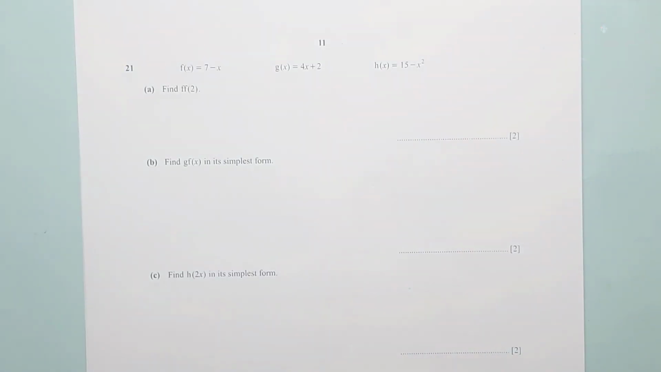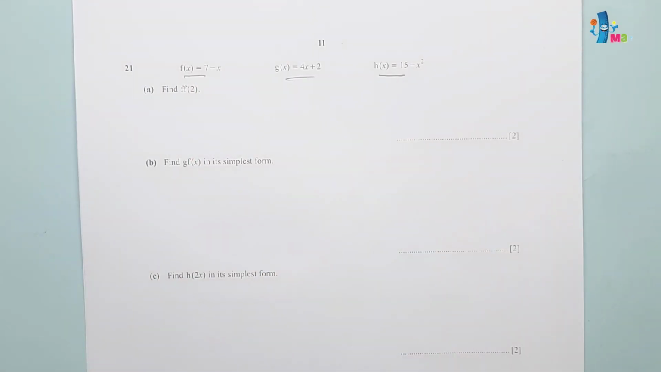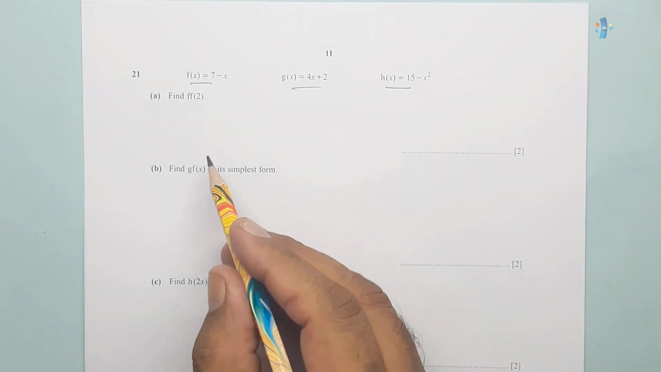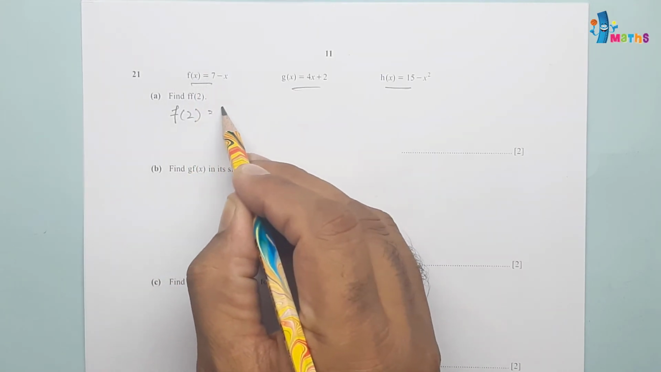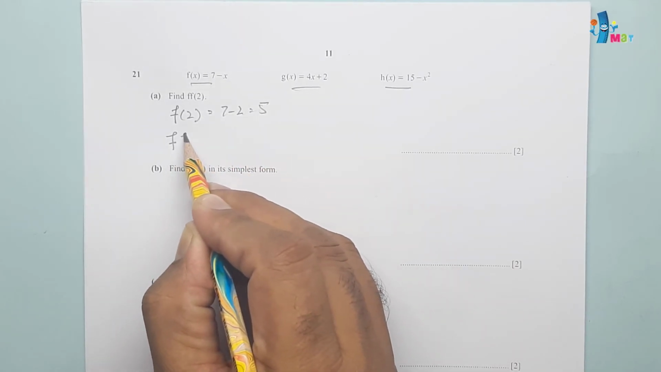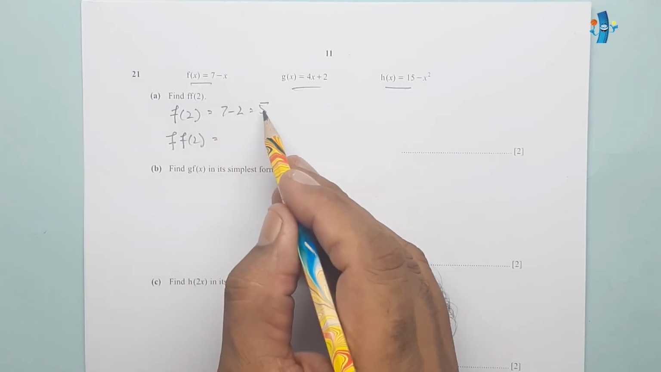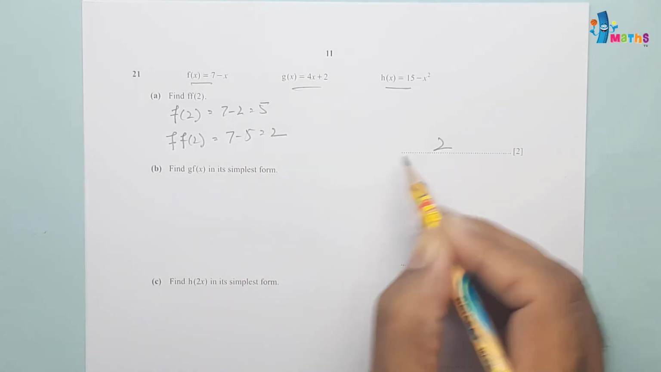Now question number 22, this is a functions question. So f of x is given, g of x is given, h of x, all these three are given. Now we have to find f of f of 2. So first we will find f of 2. We will replace 2 in this one. So this will be 7 minus 2, which is equal to 5. Now f of f of 2 means we will be replacing 5 in this one. So 7 minus 5 will be equal to 2. So our answer will be 2.